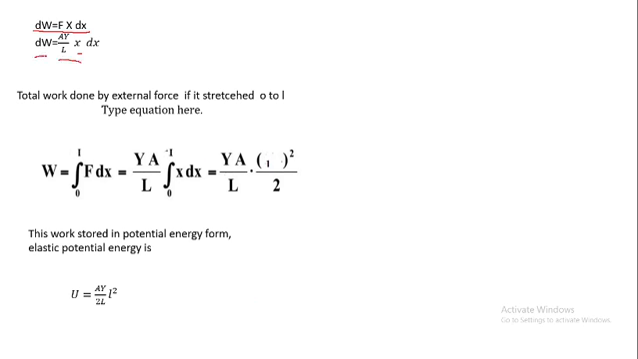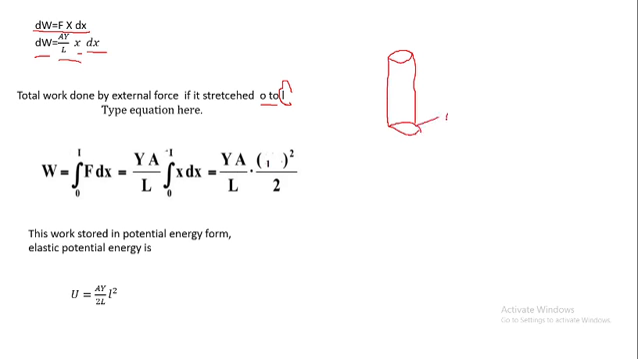Now this is the work done when the body is stretched through the distance dx. Suppose our body is stretched from 0 to L, where L is the increase in length. So the total work done by the external force is the integral from 0 to L of F into dx, where F is AY divided by L. A is the cross-sectional area of the wire, which is constant for a small applied force.